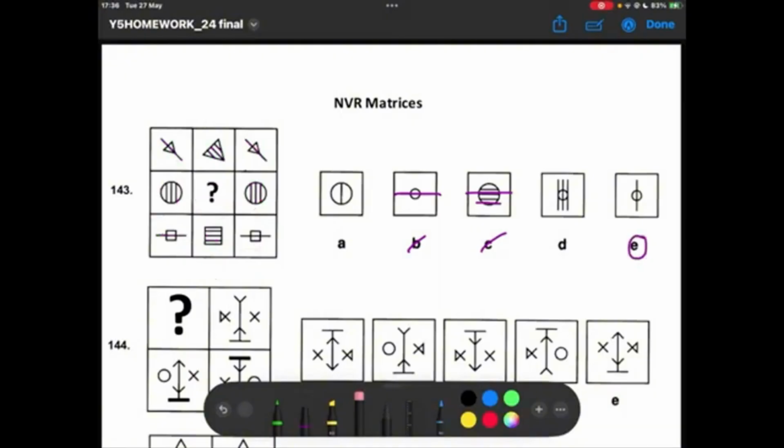It's not A, even though that also has one line going through it, because as you can see, when there's one line going through it, it goes through both sides of the shape. This is not going through both sides, it's not going through any sides, it's just in the circle. This line is going through both sides of the circle, and not D because it's 3 when it should be 1.